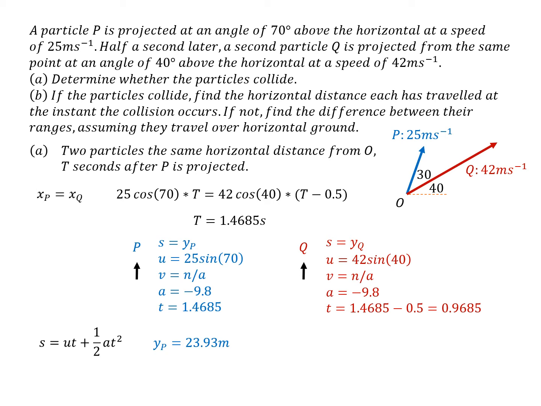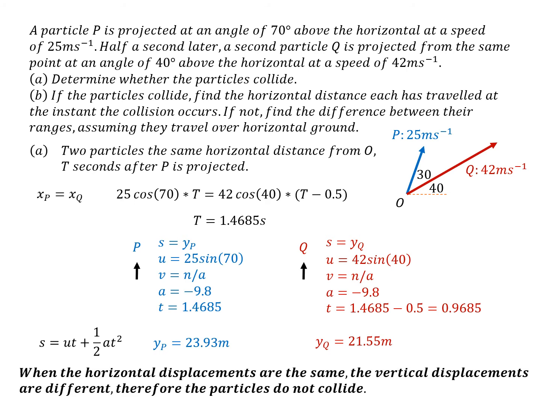So the vertical displacement of particle P at that moment, where their horizontal displacements are the same, is this number. The vertical displacement of Q is that number, and they're quite close, aren't they? But not close enough to collide. So when the horizontal displacements are the same, the vertical displacements are different, and so the particles do not collide.